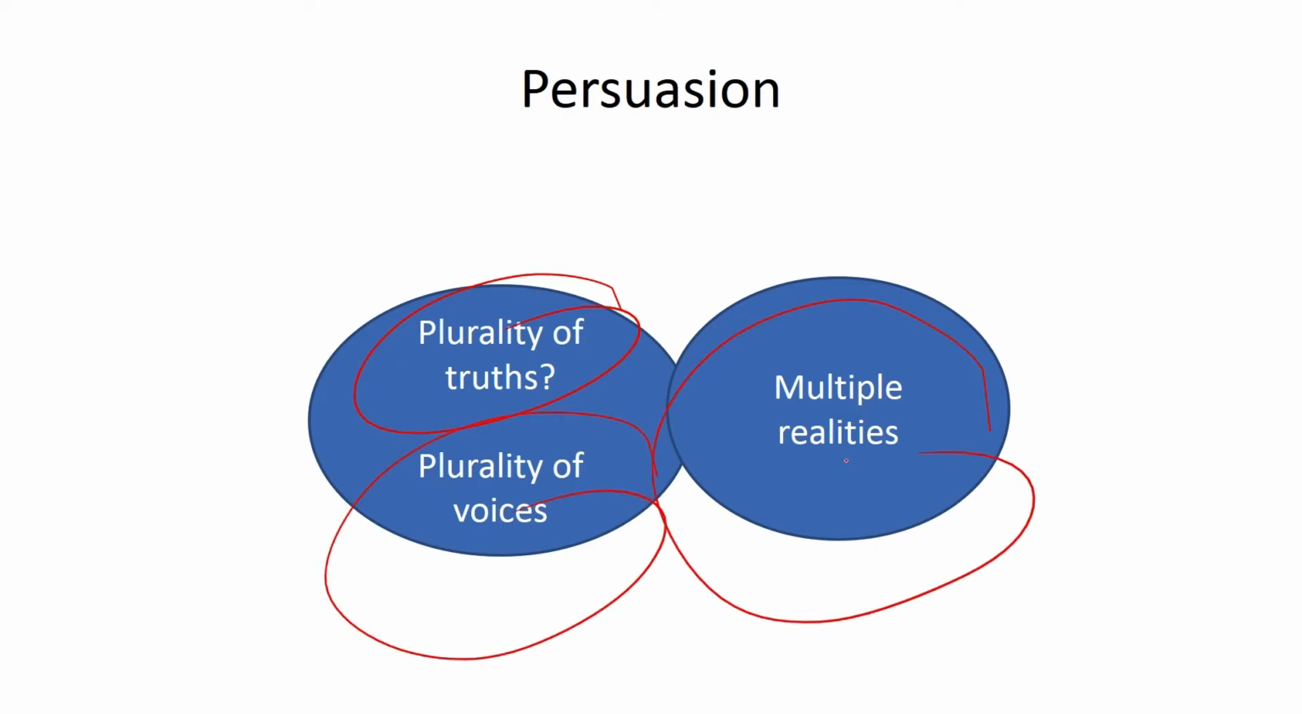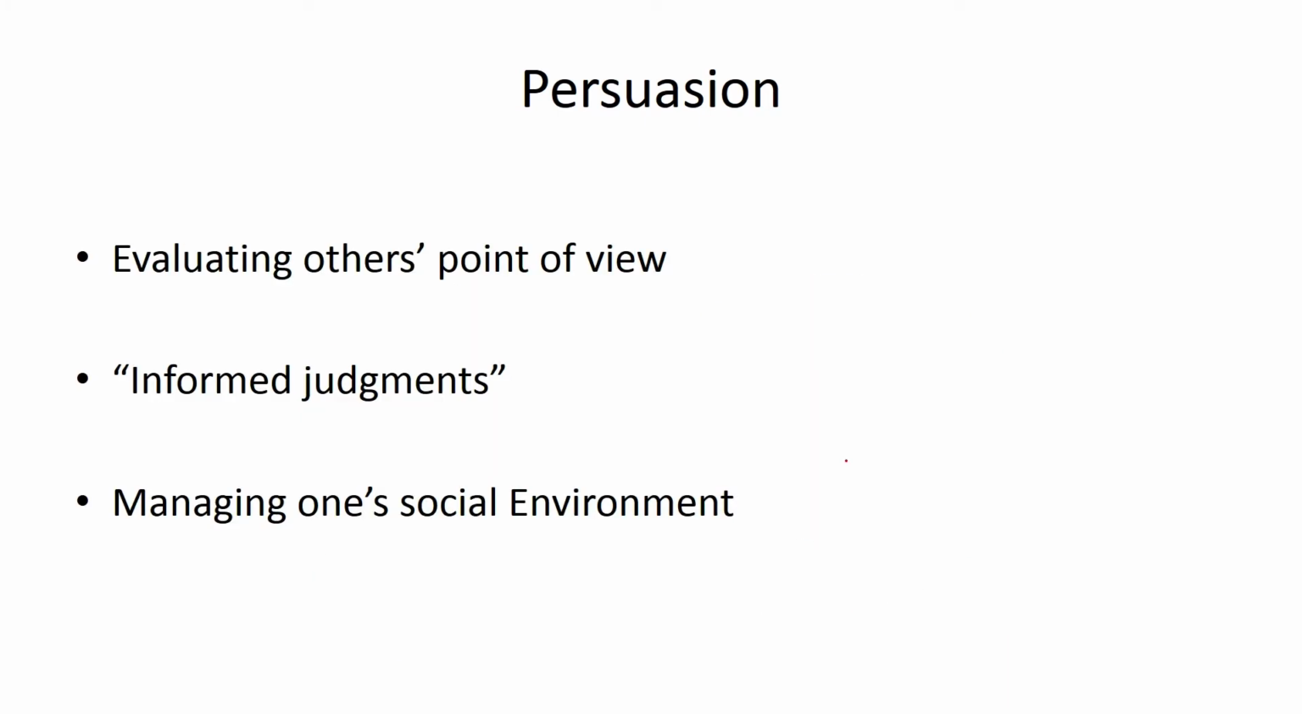Realities. So there's just not one reality, just not one truth. Truths are multiple. So why do we have those? Because only when we have multiple voices can we evaluate others' points of view and make informed judgments. And why do we need to make informed judgments? Because that's how we negotiate or manage our social environment.